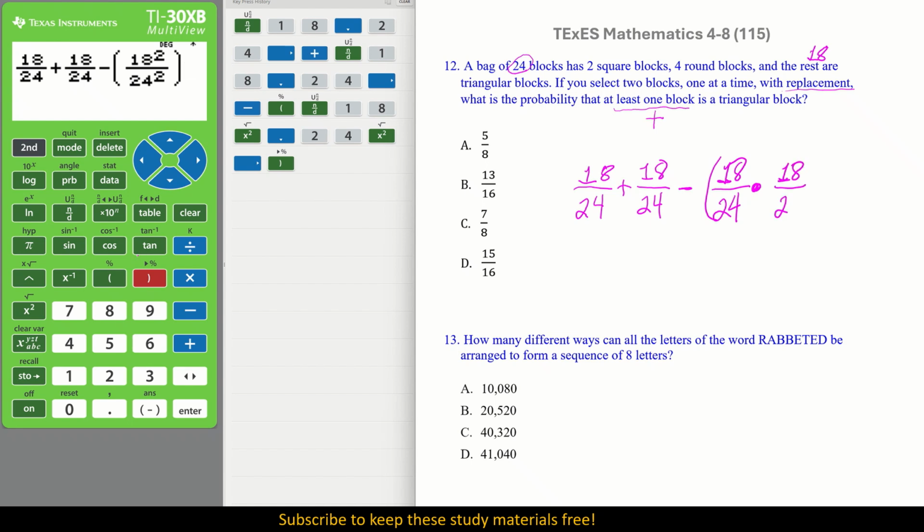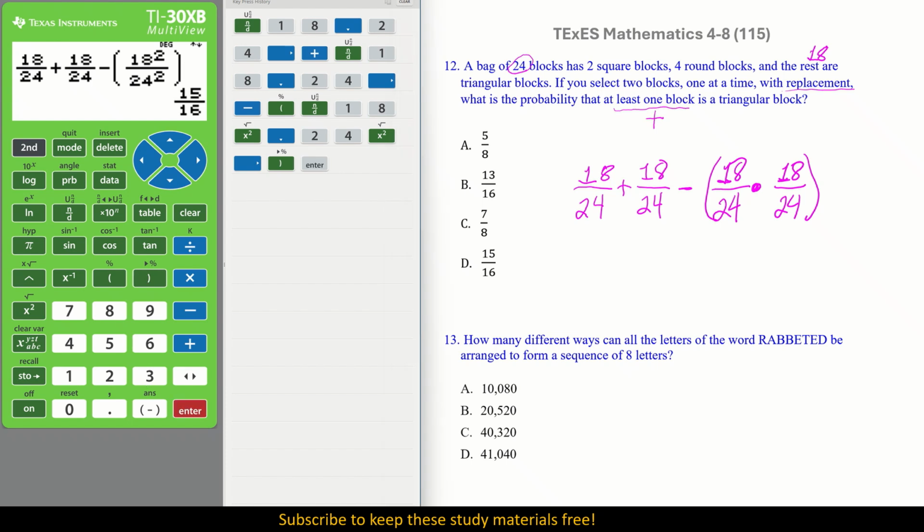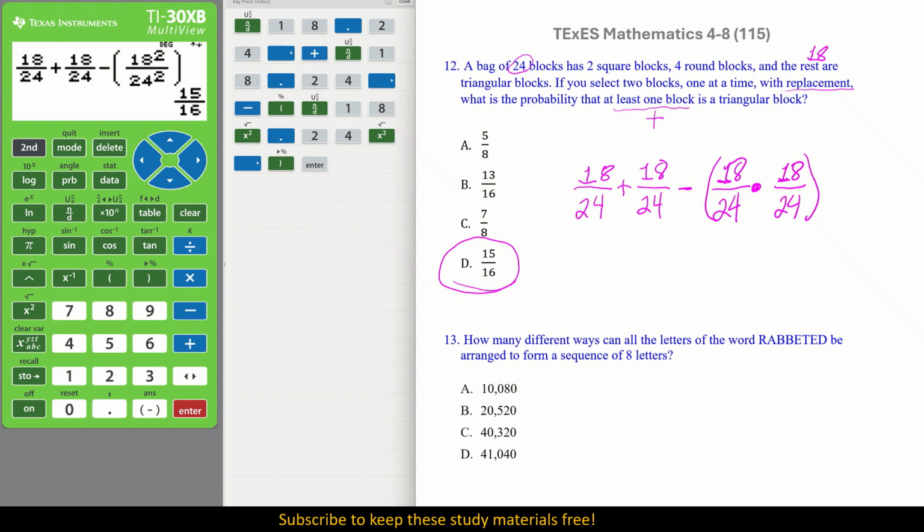But I wouldn't write all that down if you can see it quickly. This is a really good question where you can see it pretty quick. So the way I've typed it in is probably the best way to do it. So let's enter. There we go. Option D.